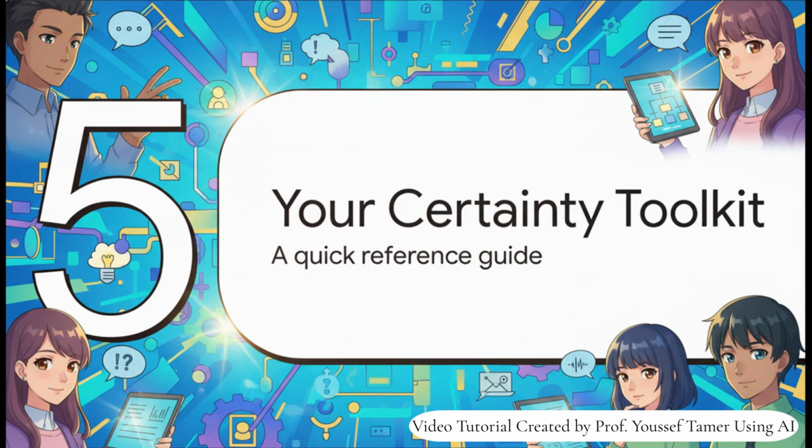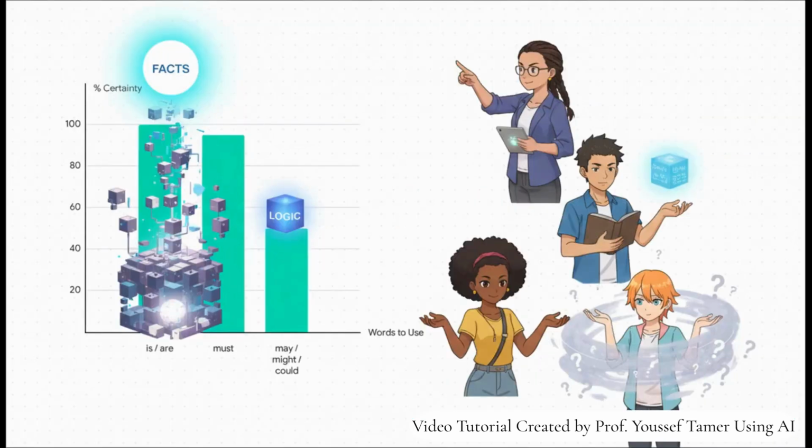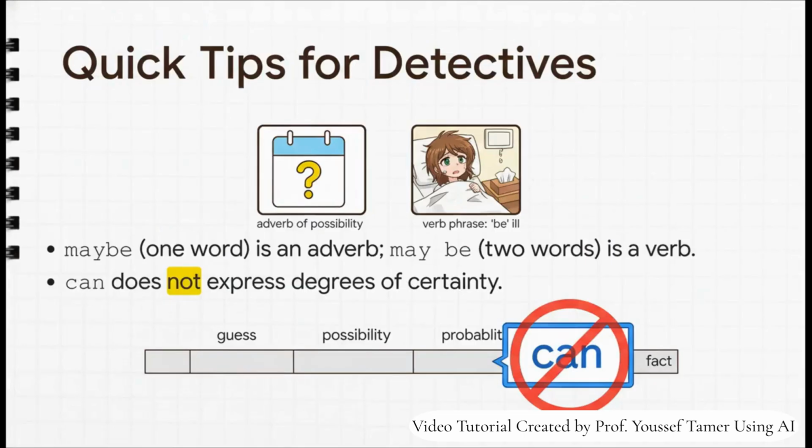anytime you need to express yourself, clearly and with the right amount of confidence. And this chart just lays it all out perfectly. Up at the very top, 100%, you've got facts, using words like is or are. Right below that, at 95%, you've got must for those strong logical conclusions. And then way down at 50% or less, you have may, might, and could for when you're just making a guess. And here are a couple of pro tips to keep in your back pocket.